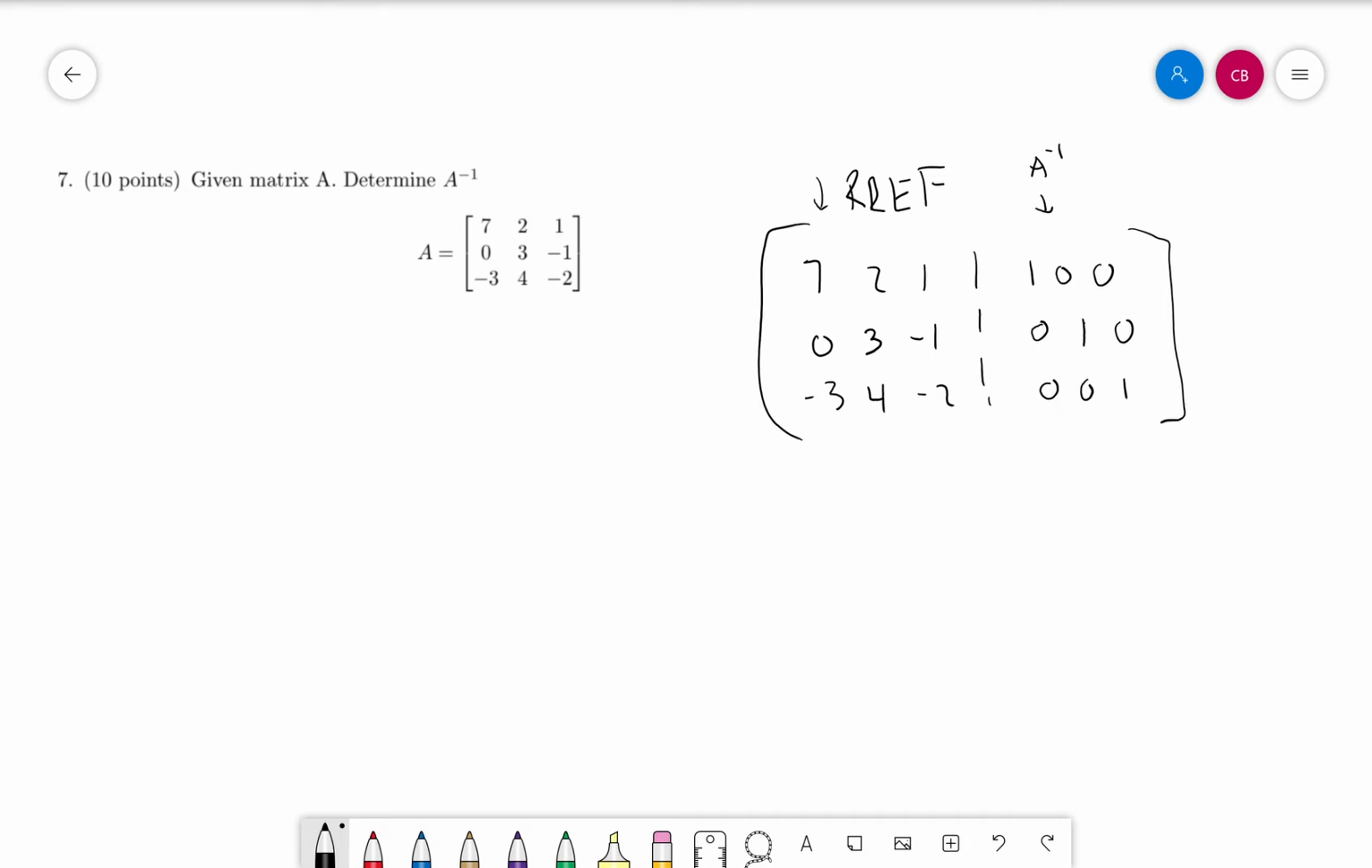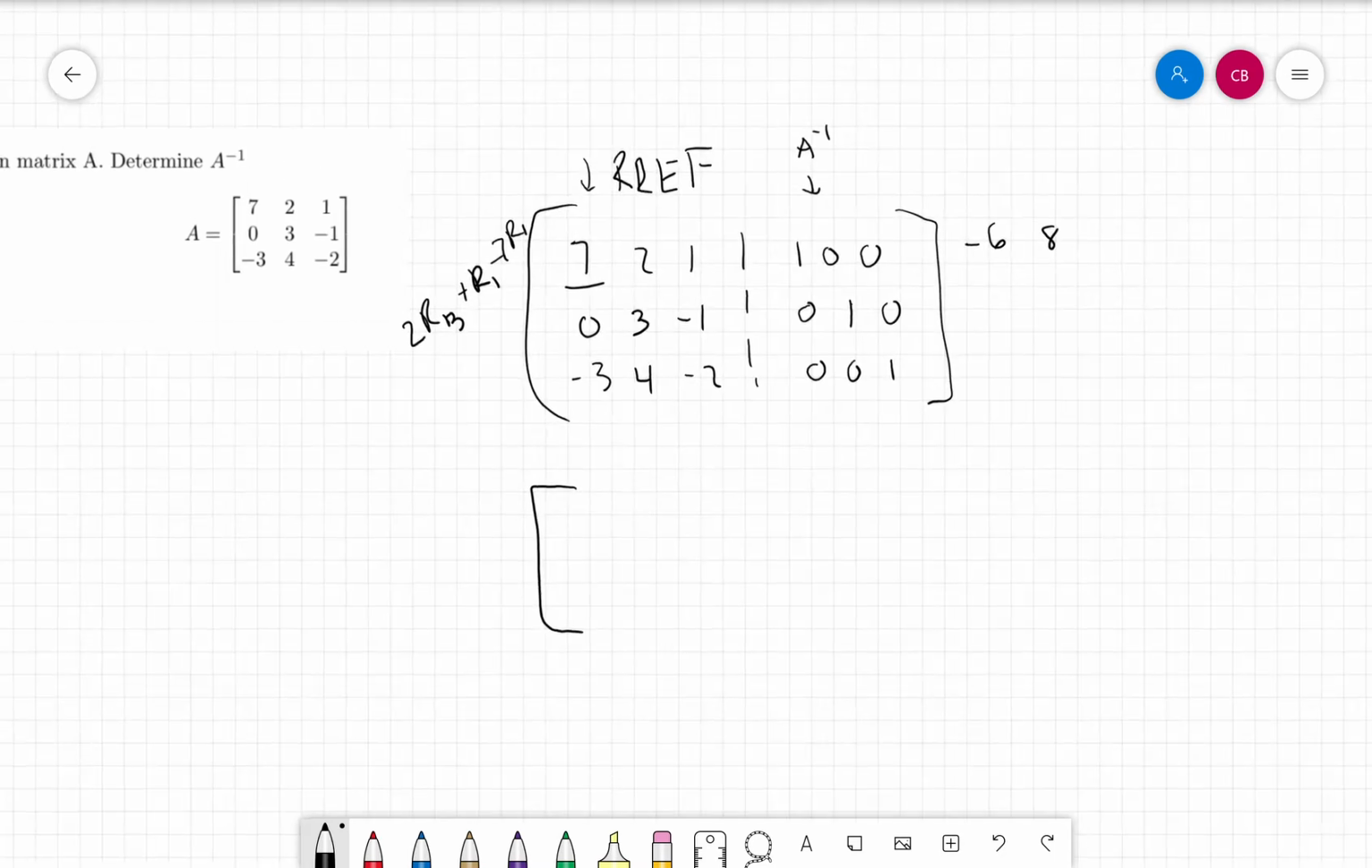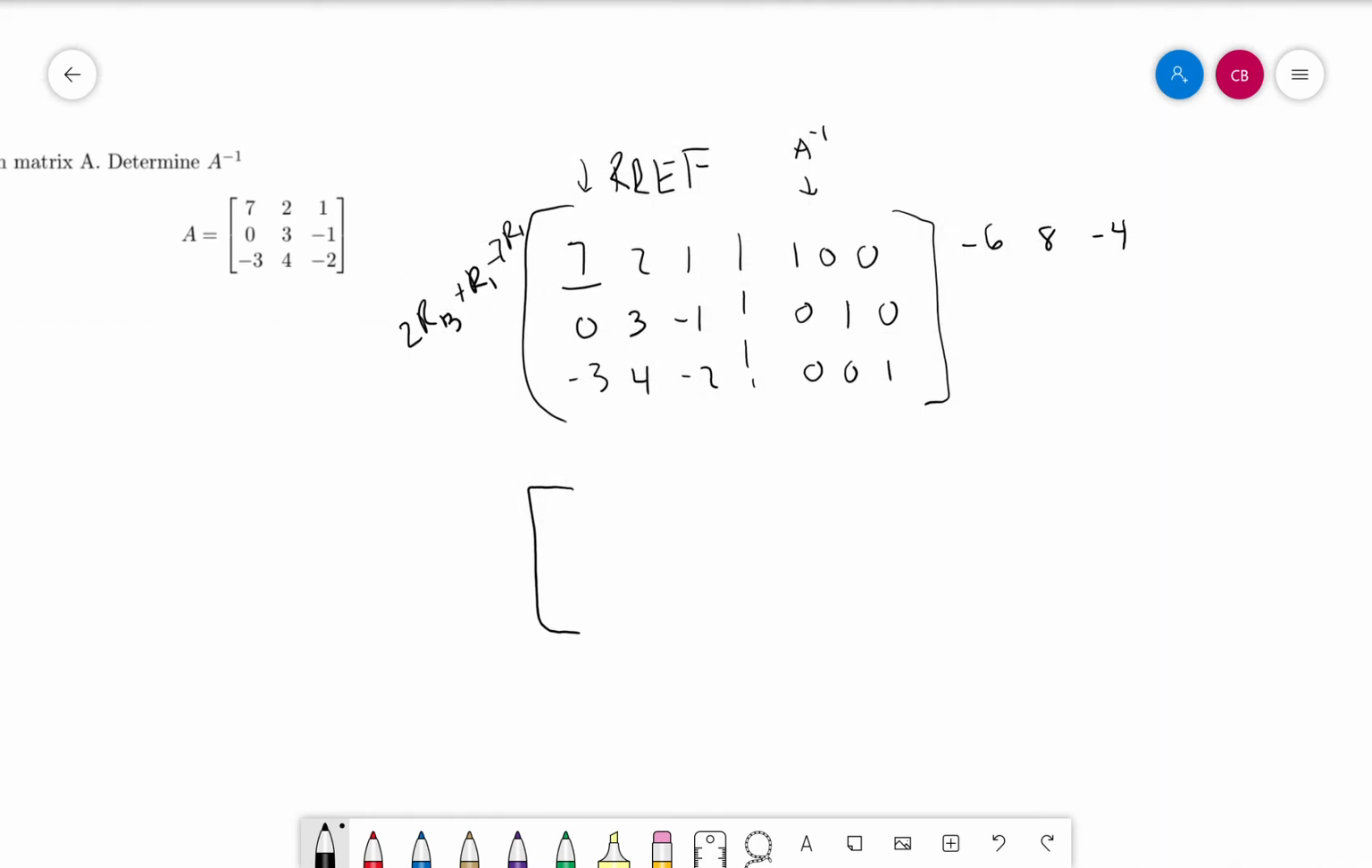So, first thing first, we need a 1 in this position, so I'm going to do 2 times row 3, add it to row 1, yield row 1. So I'm changing row 1. Let's do this real quick. 2 times negative 3 is negative 6. 2 times 4 is 8. 2 times negative 2 is negative 4. 0 times 2, 0. 2 times 1 is 2.